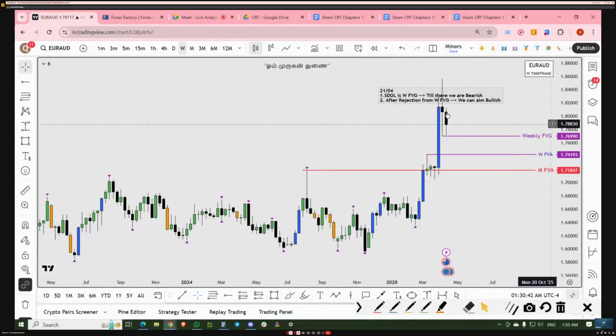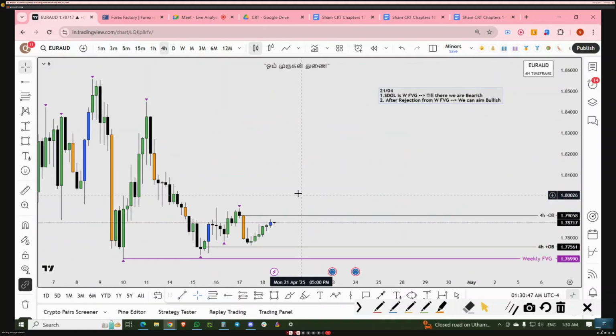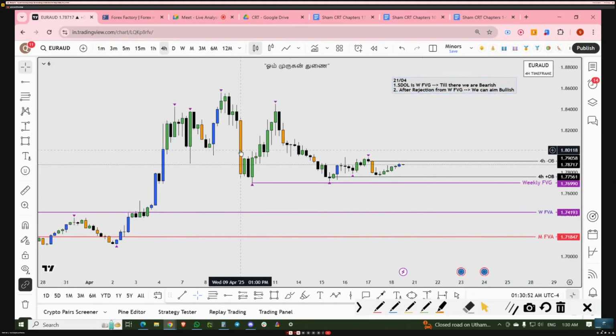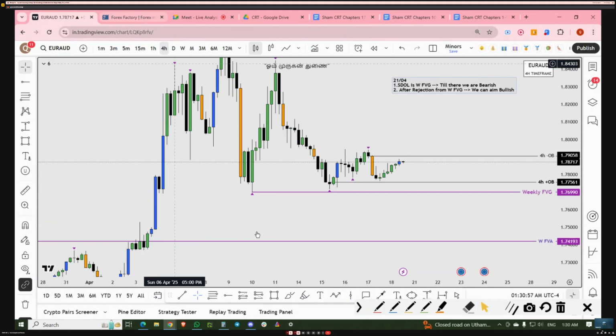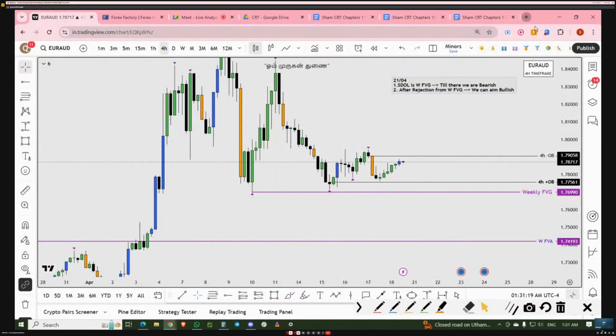So here I'm not even going to 4 hour or 1 hour. I only check up to weekly and daily. So I fixed it as a good pair to trade, and we need to check it in the upcoming days. I also mentioned here that the justification is based on narrative and context area. The narrative which I am explaining now is the narrative for the analysis and pair selection. The narrative which I said here is the narrative for the trade entry. This will cover a lot of areas. Maybe I can show it here.